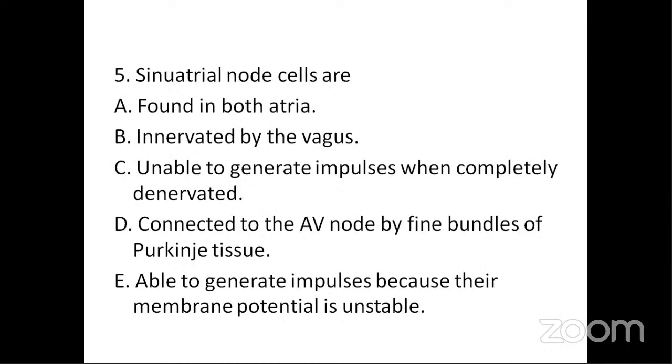Sinoatrial node cells are found in both atria, innervated by the vagus, unable to generate impulses when completely denervated, connected to the AV node by fine bundles of Purkinje tissue, and able to generate impulses because their membrane potential is unstable. Which among the following is true and which among the following is false?